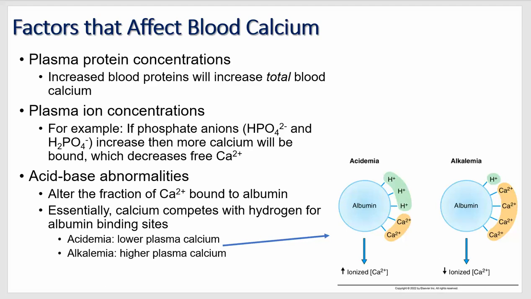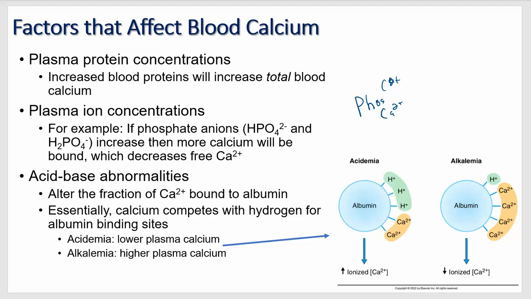Plasma ion concentration. Now this will have an effect. If you have more phosphate ions in the blood, then that will tie up the calcium. The calcium is like, hey, I'm 2+, I'm going to bind to that. Well, that's not free calcium. So that's going to decrease the free calcium.